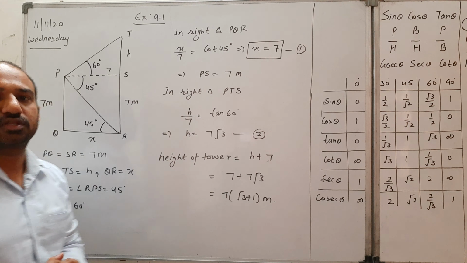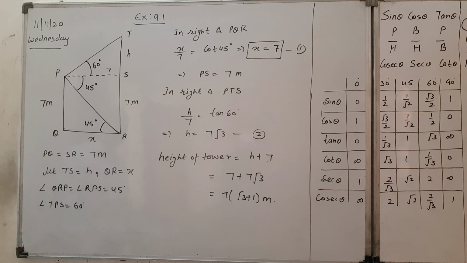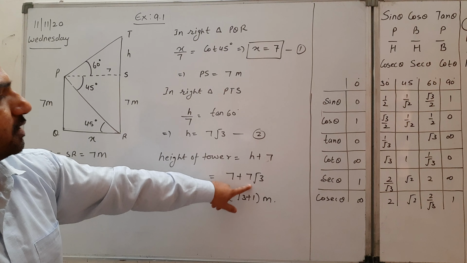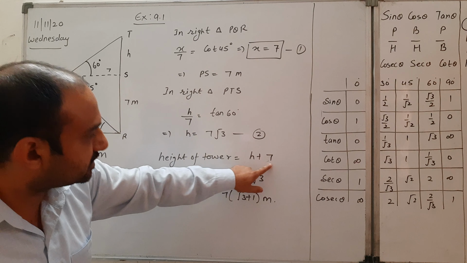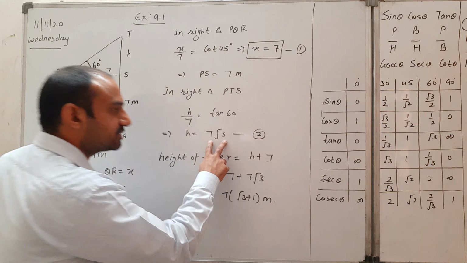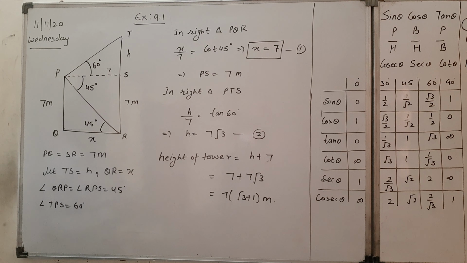Now as we want to find the height of the tower, the tower is the complete TR, that is h plus 7. So I have written height of tower is equal to h plus 7. So 7 is as it is, and the value of h is 7 root 3. So h is 7 root 3 and plus 7 is as it is. So taking 7 common, 7 into root 3 plus 1 is the height of the required tower.